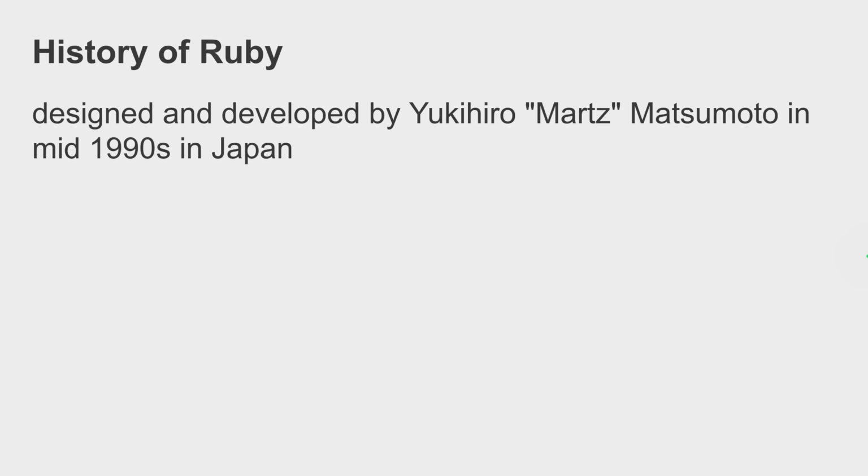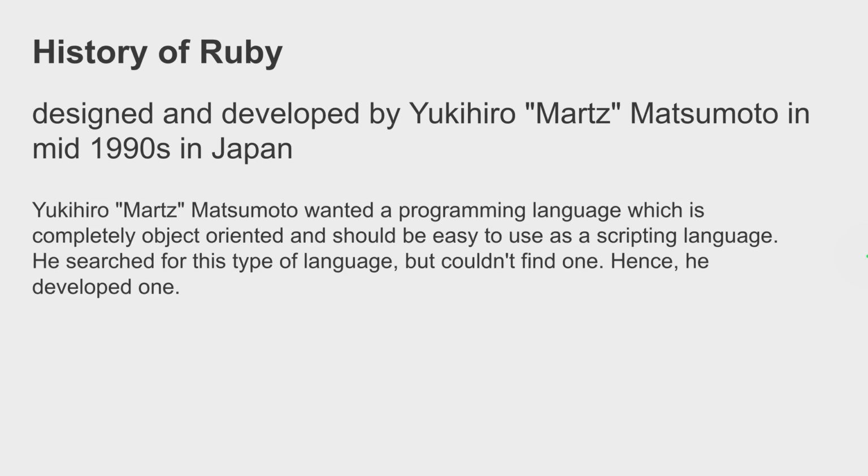If we talk about a brief history of Ruby, it was developed in Japan by Yukihiro Matsumoto in the mid-1990s, and the developer wanted a programming language which is completely object-oriented, easy to use, and can be used as a scripting language as well. And he could not find one, so he developed Ruby.